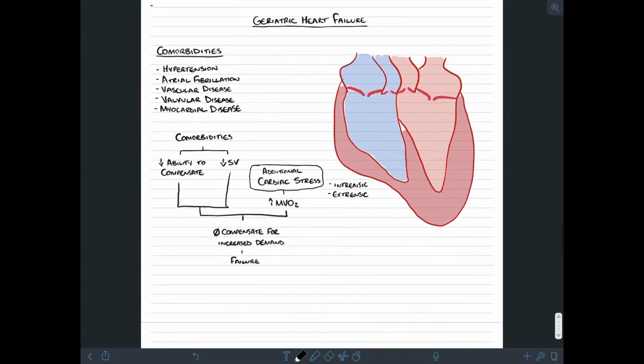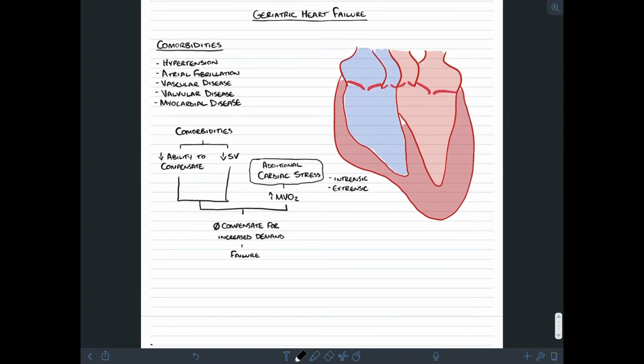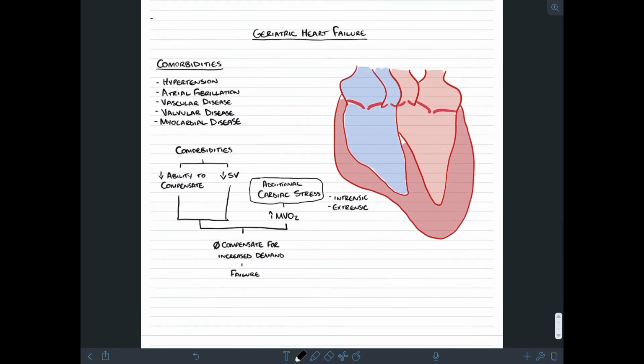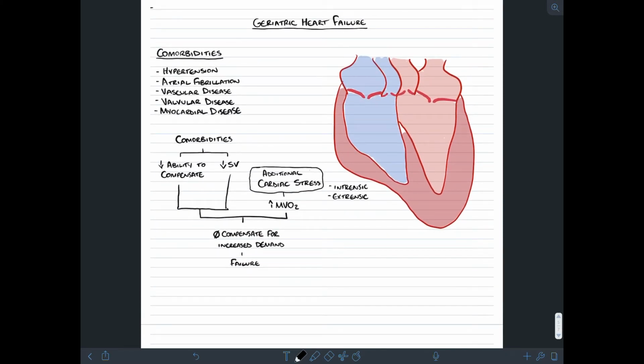So let's make our way to geriatric heart failure. This will be the last portion of our presentation, and really, heart failure occurs because of the other comorbidities involved with geriatric cardiac decline in health. So we know that hypertension is involved. We know arrhythmia such as atrial fibrillation will be involved, and we also learned that vasculature and myocardial disease occurs.